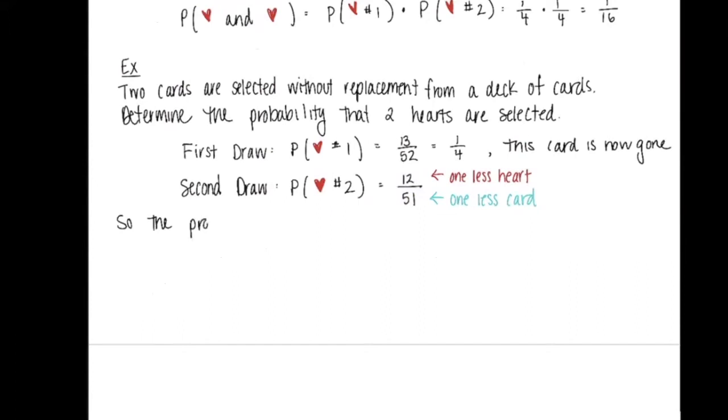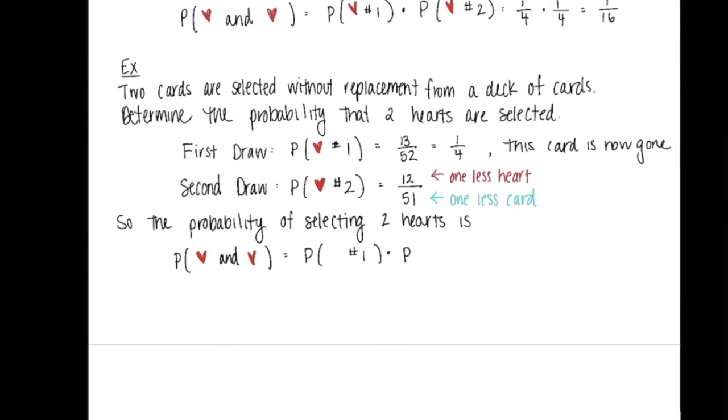So the probability of selecting 2 hearts is as follows. The probability of getting a heart, and another heart, is the probability of drawing a heart the first time times the probability of drawing a heart the second time. So that is 13 out of 52, or 1/4, multiplied by 12/51.